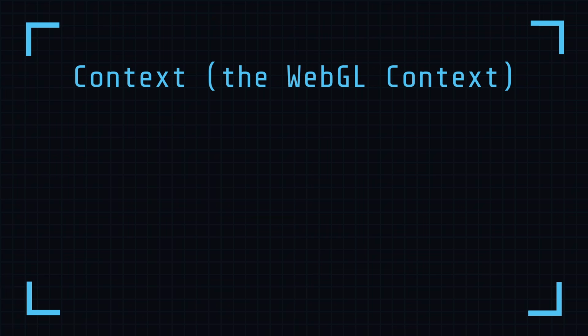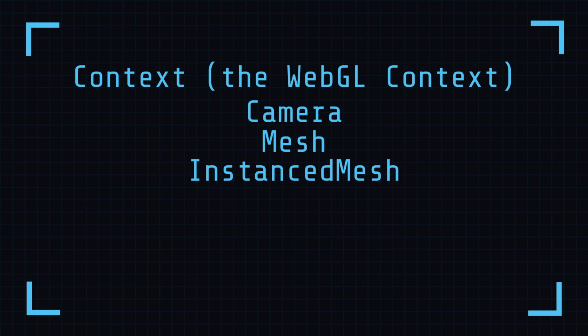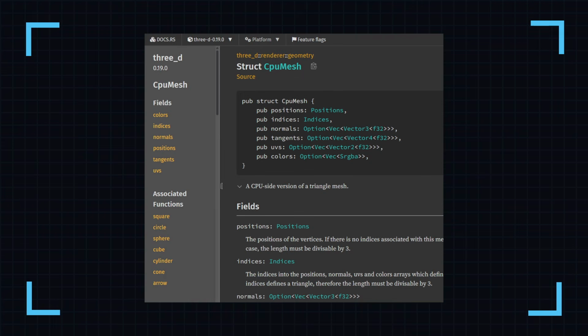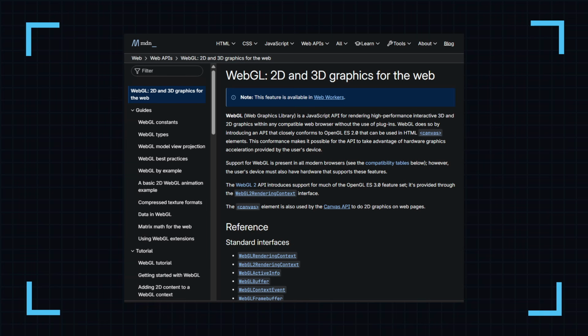You have a context, which is the WebGL context, a camera, a mesh, an instance mesh, and a color material. Geometry is represented as a CPU mesh, which is a struct holding the vertex positions, the normals, and the index buffer, and you upload that to the GPU. On the GPU question, WebGL itself requires graphics hardware, so there's no automatic CPU fallback inside three-d.